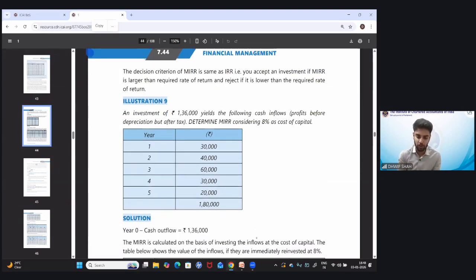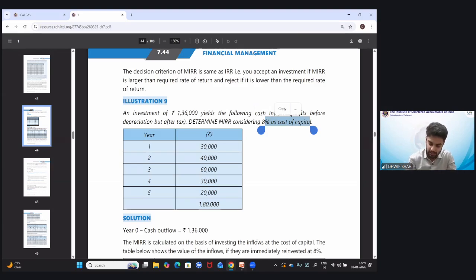An investment of 1,36,000. Can I say this is an outflow? So PVCO तो मिल गया मुझे 1,36,000. Yields the following cash inflows: profit before depreciation, but after tax. ठीक है? So these are nothing but cash inflows only. Cash inflows, जो हमें आखिरी वाला amount चाहिए ना वही है. Determine MIRR considering 8% as cost of capital. Can I say 8% is my cost of capital, means discounting rate? Correct? But sir, हमें तो यहाँ पे discounting rate find करना था, तो ये इसमें क्यों दिया हुआ है?